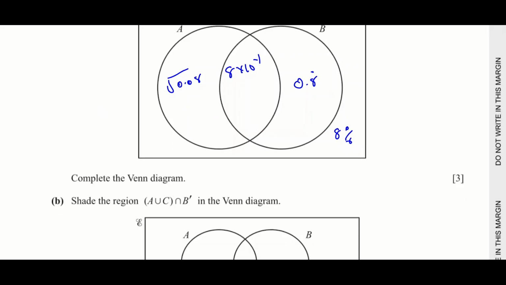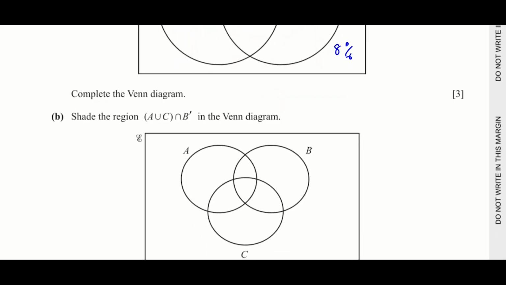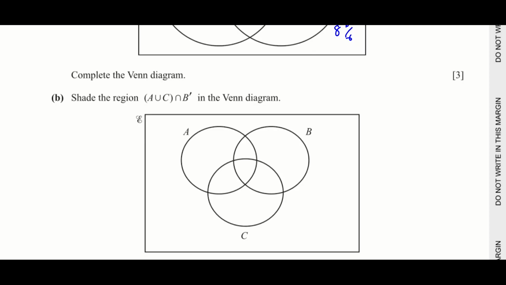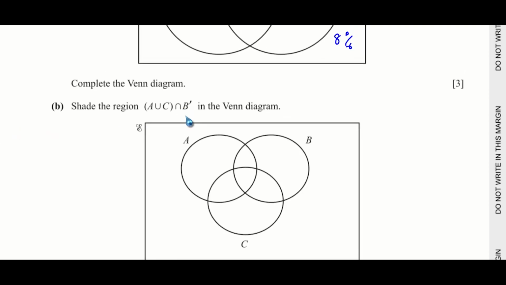So part B, shade the region A union C intersection B complement. Let's start with B complement. I think I have a series of videos on my YouTube channel regarding sets and Venn diagrams. Those videos are very interesting, so you can see them for you to understand this better if you are struggling with sets and Venn diagrams. So let's start with the complement.